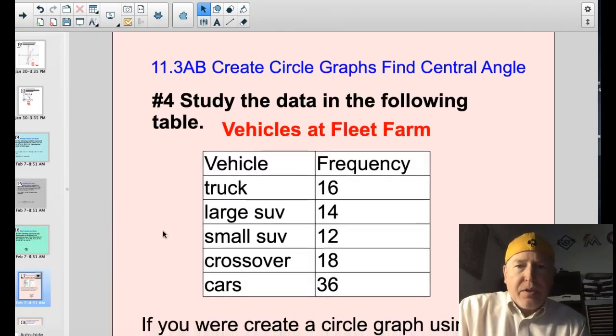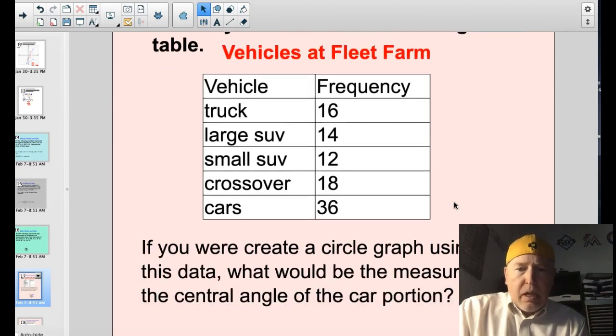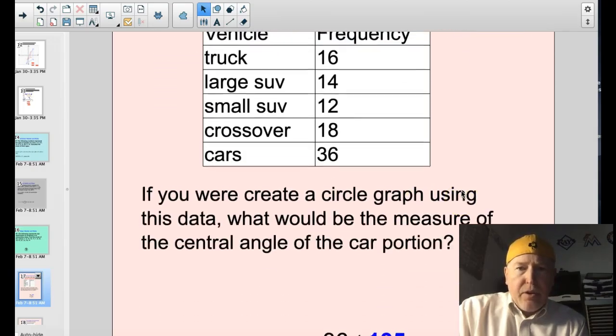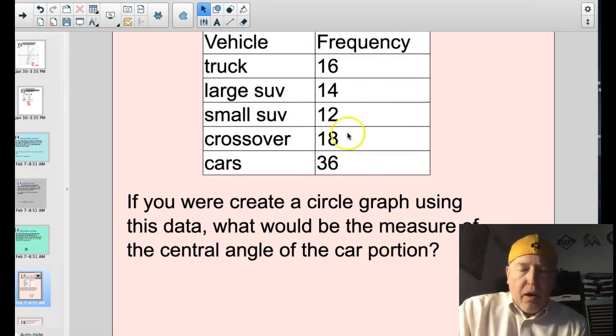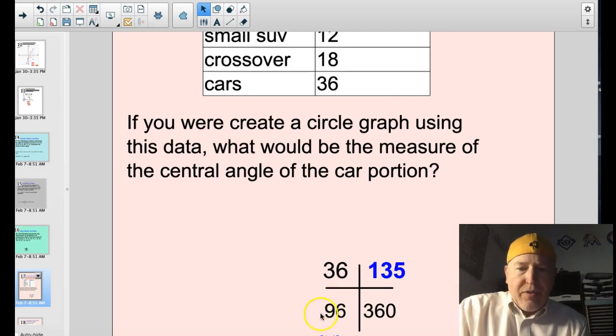11.3ab, create circle graphs. So study this information here: vehicles at Fleet Farm and the frequency. If you were to make a circle graph for this information, what would be the measure of the central angle of the car portion? Well, you have to add all these up and figure out how many there are. If you add them all up, you're going to find that there are a total of 96. And there's 36 cars. So 36 out of 96 is going to be proportional to something out of 360. Multiply diagonally and then divide, and you'll get 135 degrees. So out of a 360 degree circle, that would be a 135 degree angle.